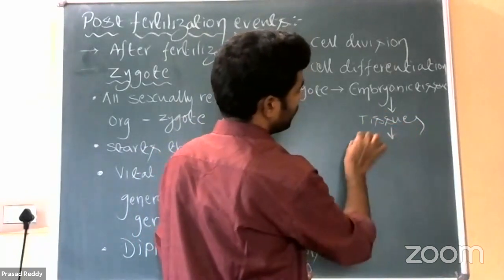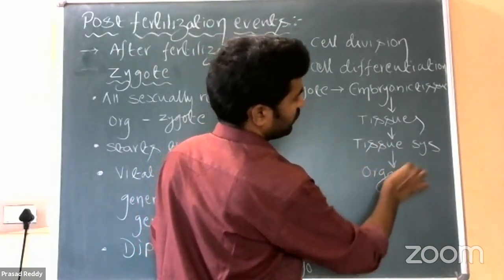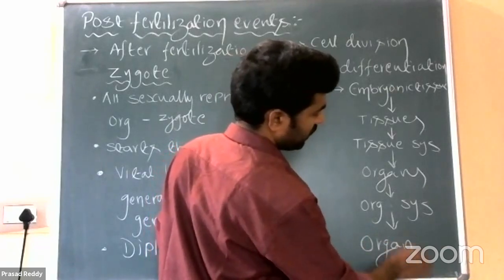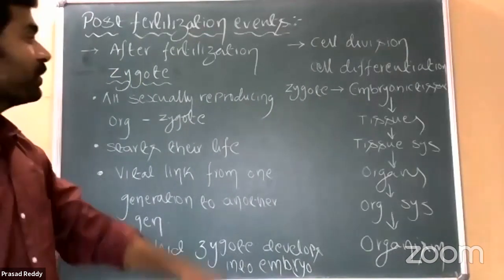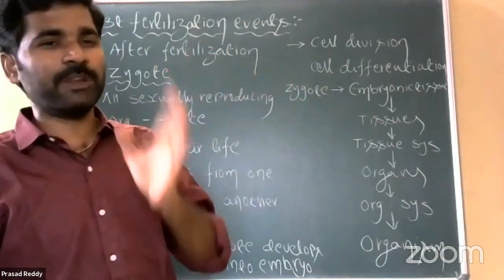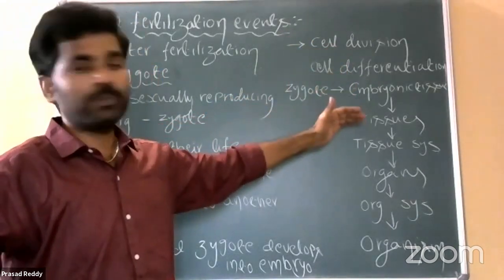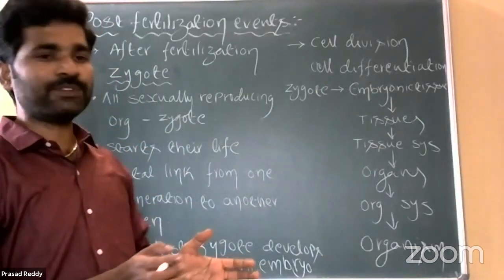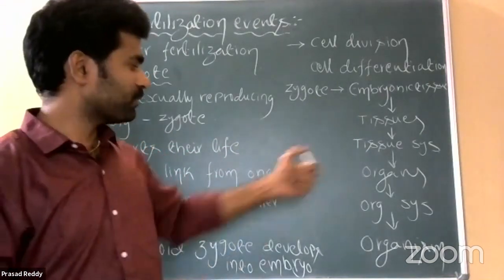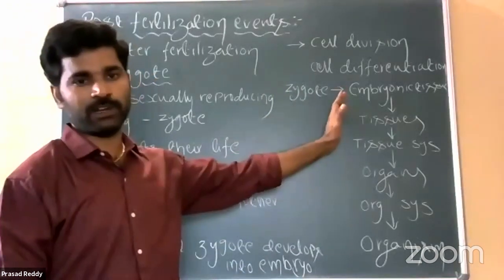So the permanent tissues form tissue systems, tissue systems form organs, organs form organ systems, and the organ system forms the organism, either plant or animal. You can take any sexually reproducing organism: it starts its life with a single cell, the zygote. The zygote undergoes many mitotic divisions and develops into embryonic tissue, which differentiates into permanent tissues. All sexually reproducing organisms are formed in this manner after fertilization.